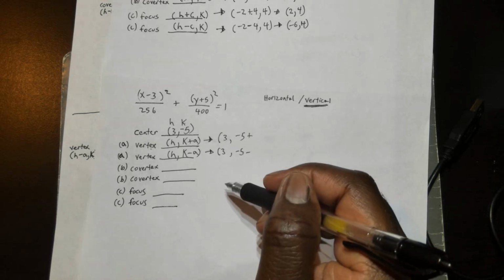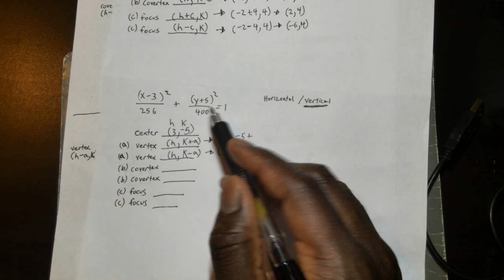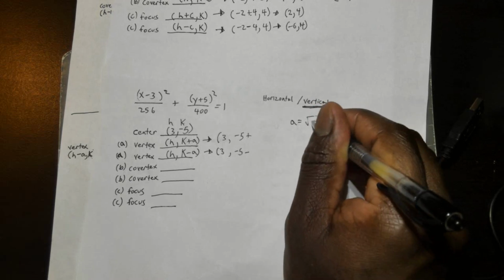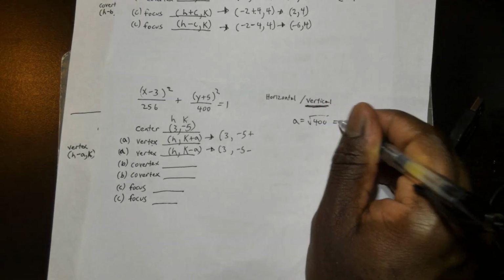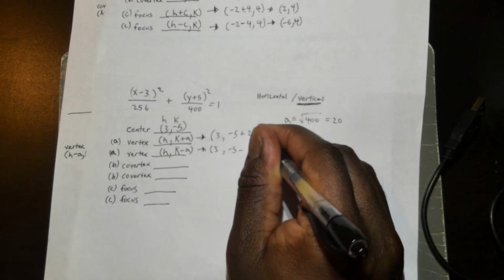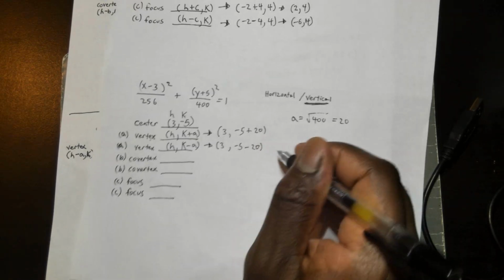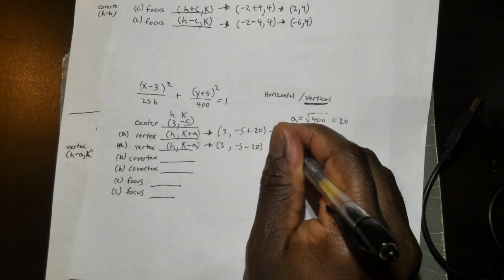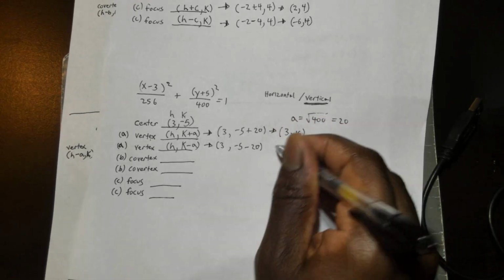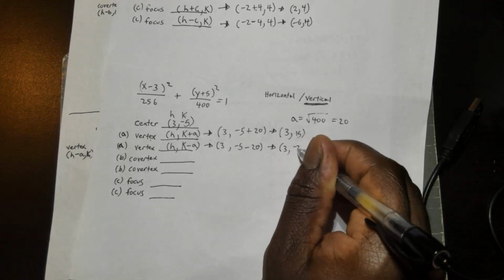Okay, so let's figure out the a value. Which one of these would the a value come from? It's going to come from the 400. So for the a value, we're going to need to take the square root of 400, which is 20. And that's what we're adding or subtracting. So if we do that, then we're going to end up with a coordinate of 3, 15, and also 3, -25.